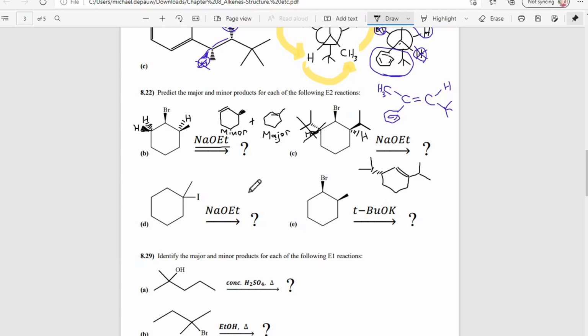So here's the deal. If, however, you have a bulky base like this, which one would be preferred? That left side one, because with that big bulky base, it's going to be way too hard for it to get in on this tertiary hydrogen. It's going to have to go for the secondary dashed hydrogen over here, the one that's less highly substituted. It'll be easier for it to grab it. And therefore, your major and minor products would be flipped.